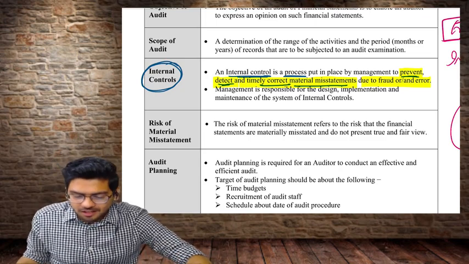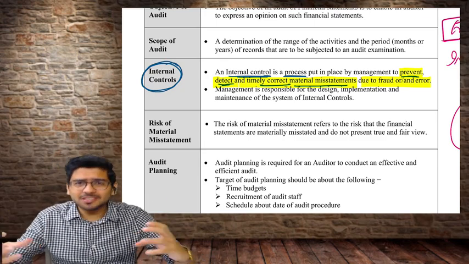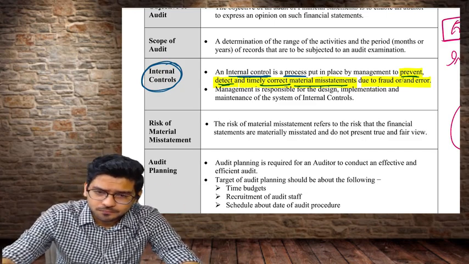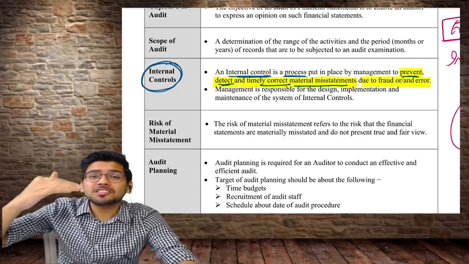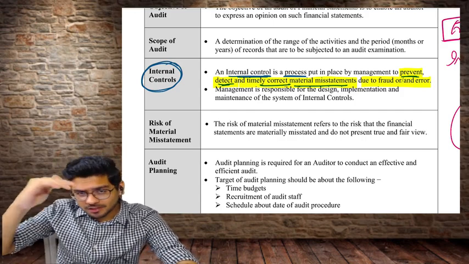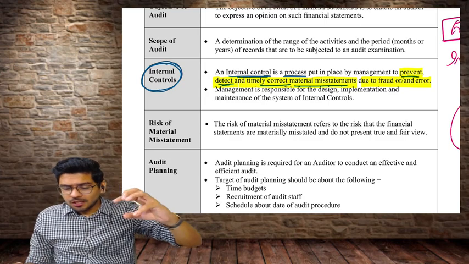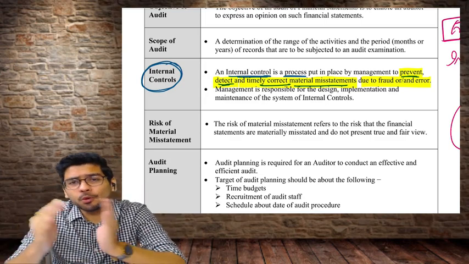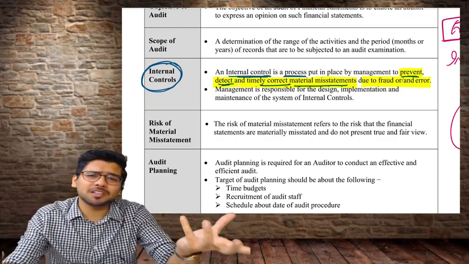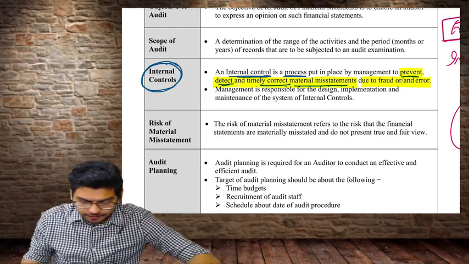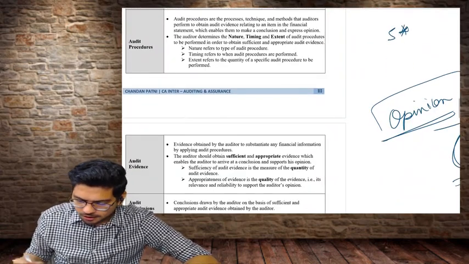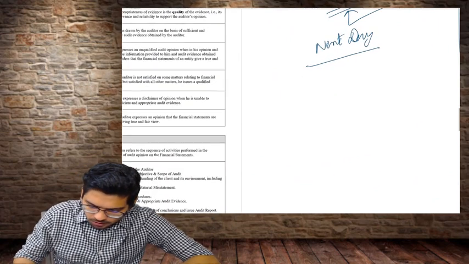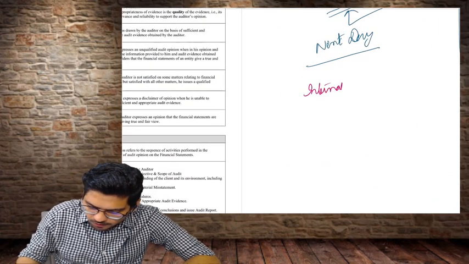So what are internal controls? Internal controls are processes and policies put in place by the management of the company, so that the chances of misstatements in the financial statements get to an acceptably low level. They are able to prevent, detect and correct the misstatements which happen due to fraud or error. Okay, so this is just a definition. Now let us understand internal controls practically.